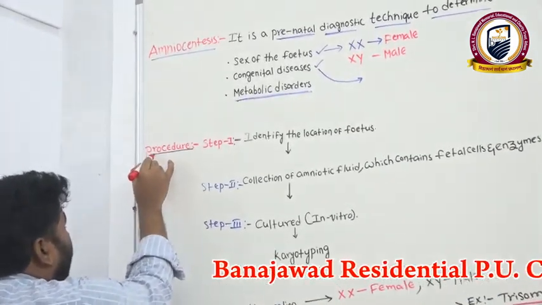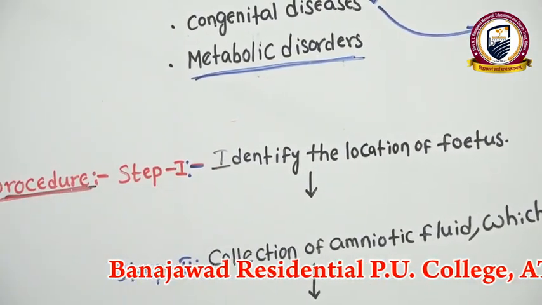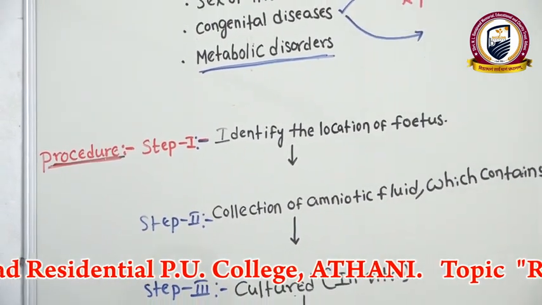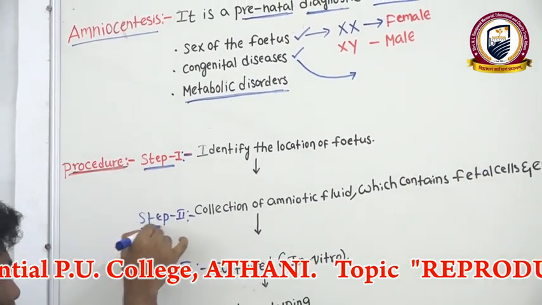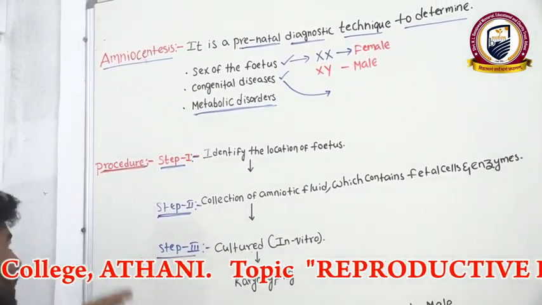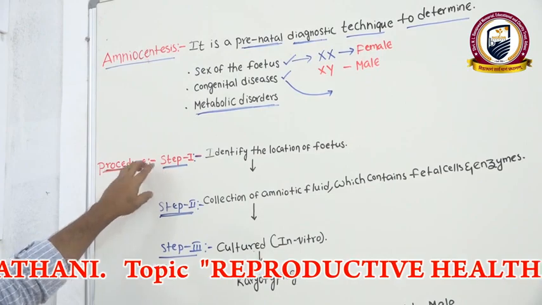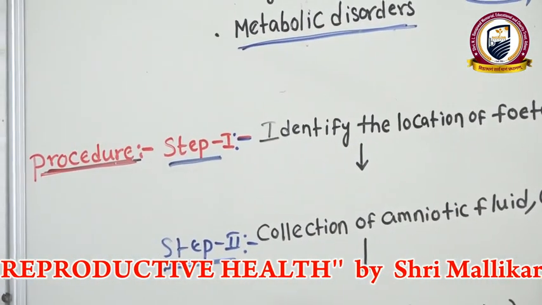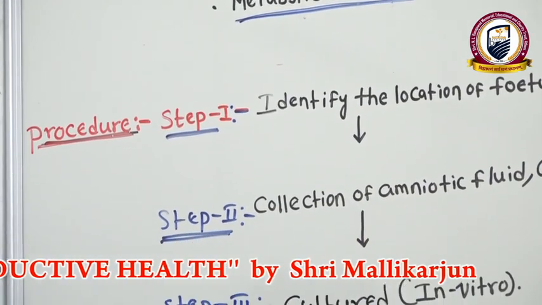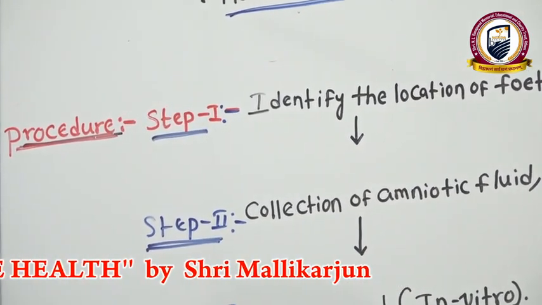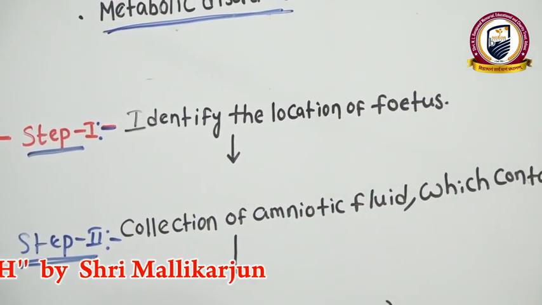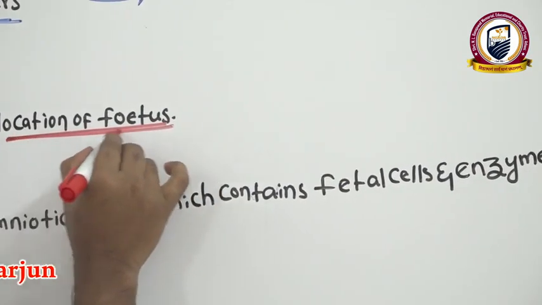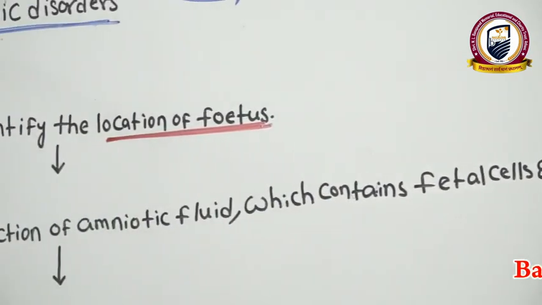That is the procedure of amniocentesis. I divided it stepwise to help students understand, and I will explain now. Step 1: first of all, we need to identify where the fetus is located in the mother's womb. Identifying the location of the fetus is the first thing.